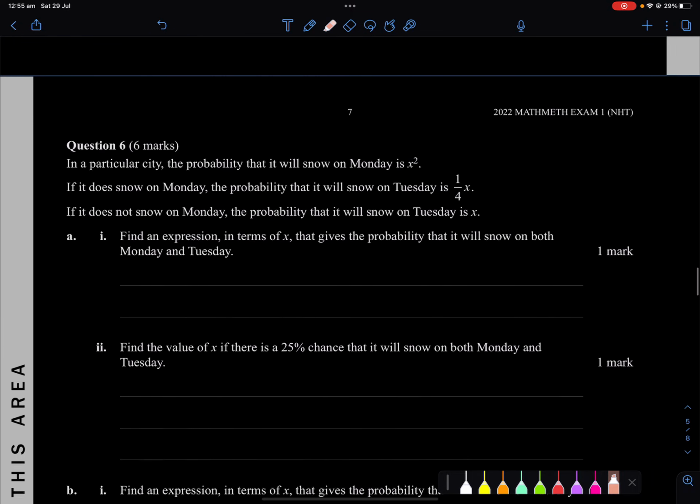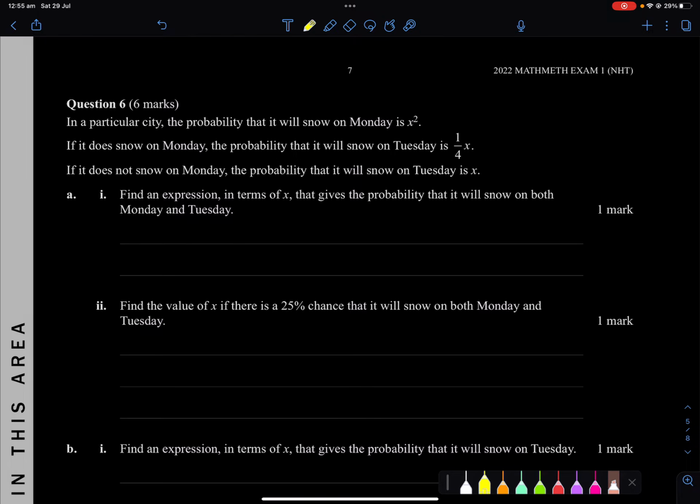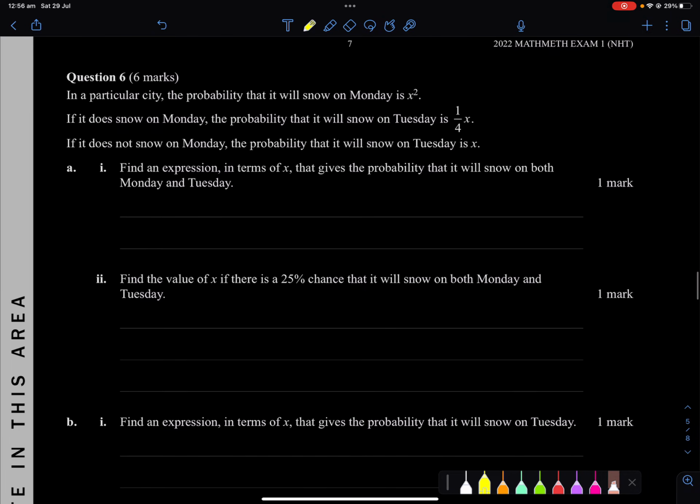Next question. Okay, probability. In a particular city, the probability that it will snow on Monday is this. If it does snow on Monday, the probability that it will snow on Tuesday is this. If it does not snow on Monday, the probability that it will snow on Tuesday is this.